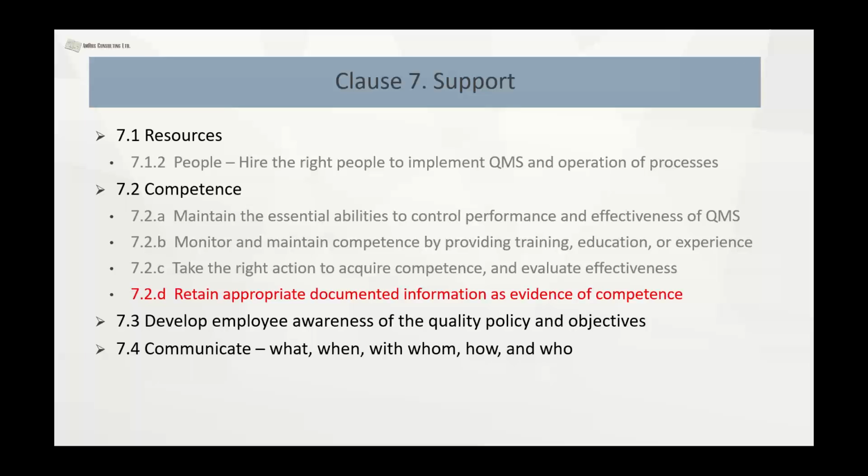It also says here, 7.2b, to monitor and maintain competence by providing training, education, and so on. So here the word training appears. And also, you have to take the right action to acquire competence and evaluate effectiveness. So you just have to determine what kind of training or education you have to provide your employees.